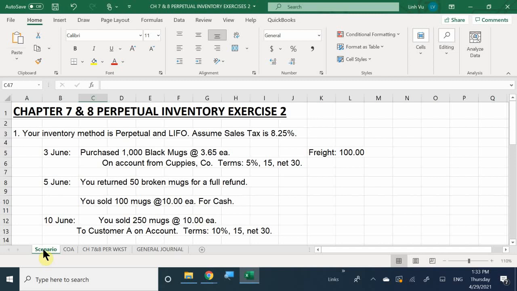So June 3rd, we decided to purchase 1,000 black mugs for $3.65 each, okay? And the freight's going to cost you $100. And you're going to place it on an account from Cuppy's Co. Terms is 5%, 15 net 30.